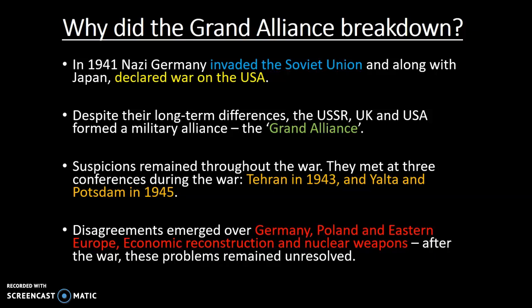Then we see the United States, Great Britain, and the Soviet Union work together to go against the Nazis. Early in the war, it's really Stalin's Russia that's doing most of the fighting. Most of the soldiers, most of the fighting, and most of the losses are going to happen throughout 1941 and 1942.